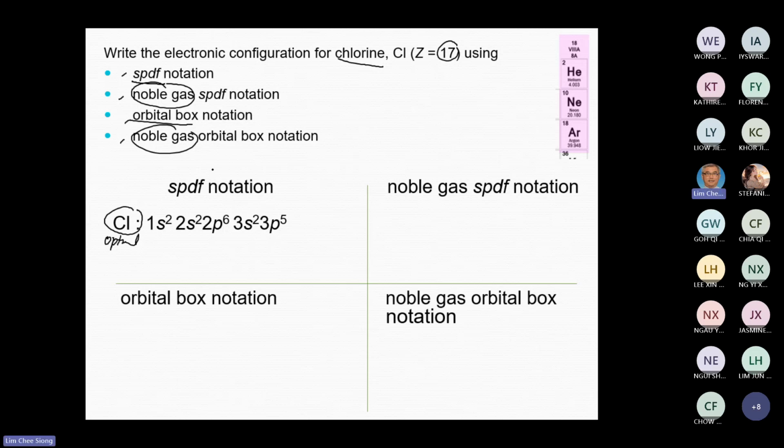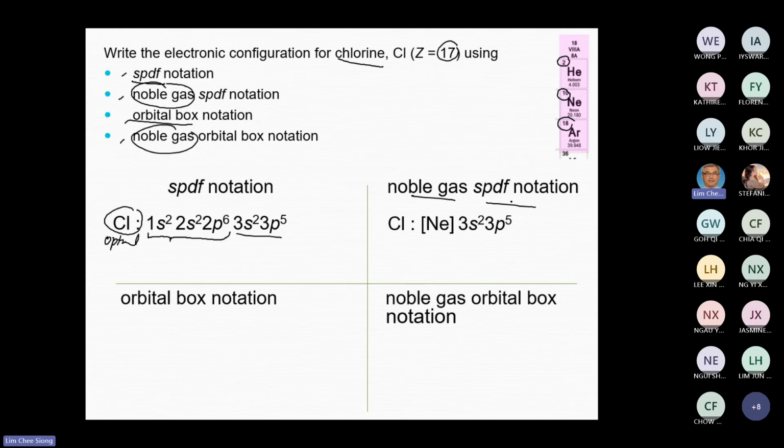Then afterward, when we go for the noble gas, you must be careful because you have to choose the nearest noble gas number: 2 for helium, 10 for neon, 18 for argon. So you have to choose neon as 10. Which one represents neon? This one is neon, totally 10. So the leftover, you can write as the valence electrons. That's why you convert it to noble gas SPDF.